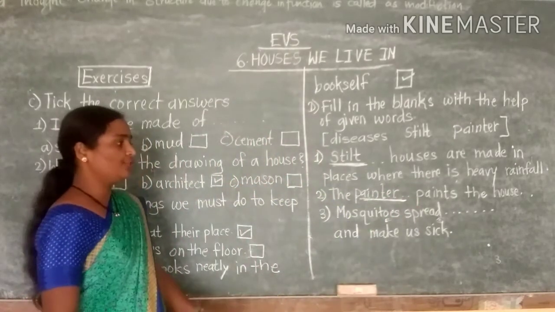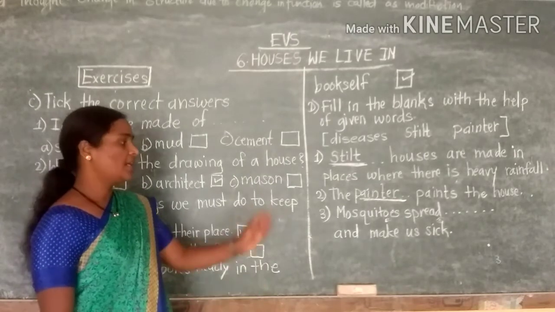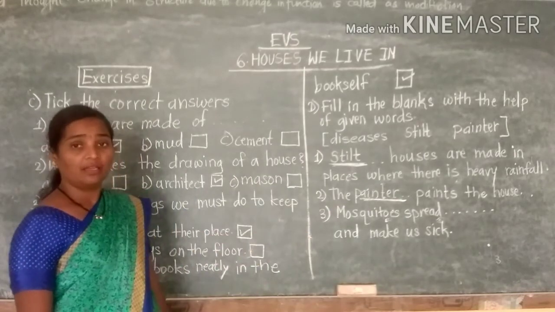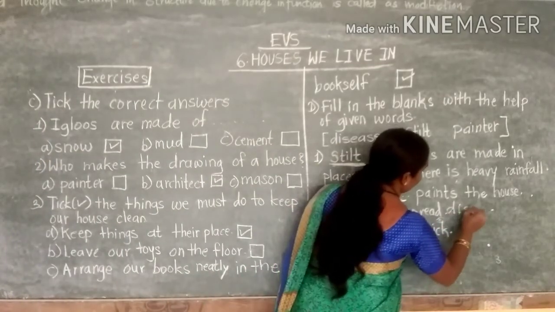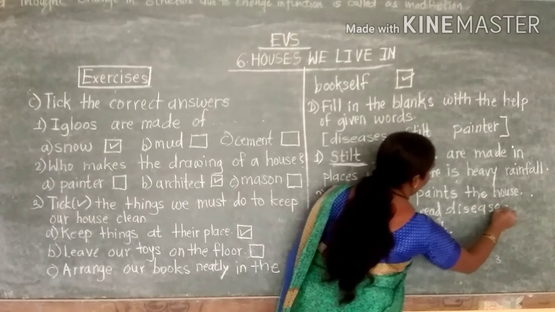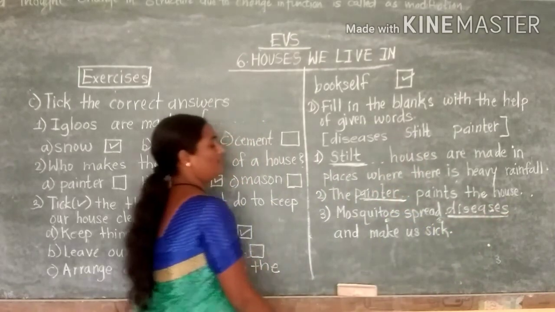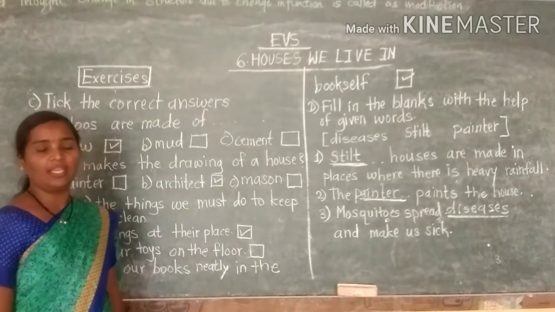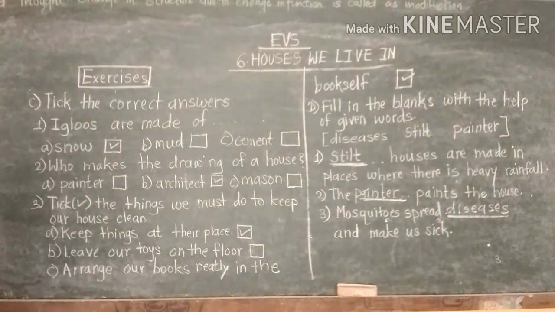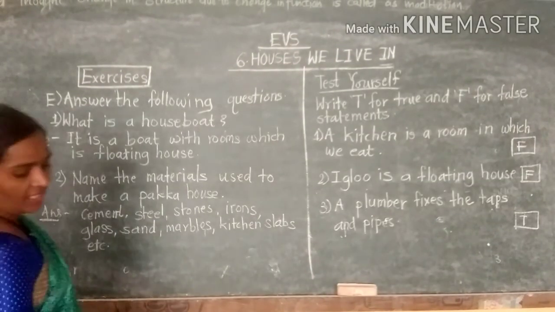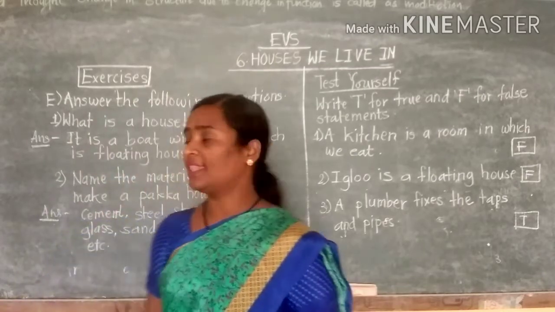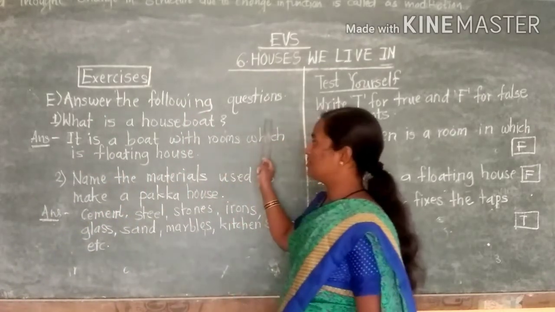Third, mosquitoes spread dot dot and make us sick. Very good. Mosquitoes spread diseases. What are they spreading? Diseases. Make us sick. Okay. Once again, you see, then I will move towards the next question. What's the next question? That is, answer the following questions.